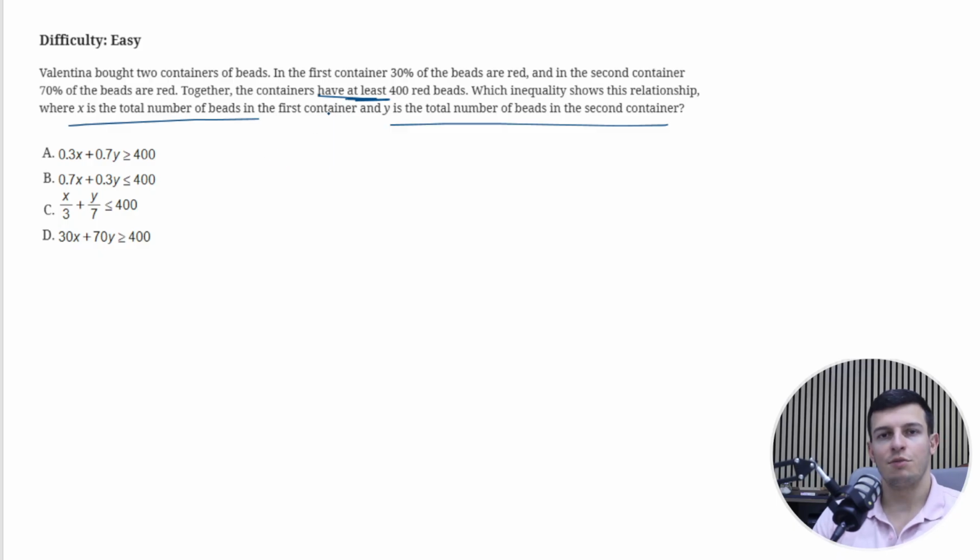So there needs to be at least 400, meaning 400 or more. So our value needs to be greater than or equal to 400. With that logic, B and C are gone, and we're left with 0.3x or 30x, or 0.7y. Again, because we're not dealing with numbers here but percentage, we're going to go with A, 0.3x plus 0.7y greater than or equal to 400.